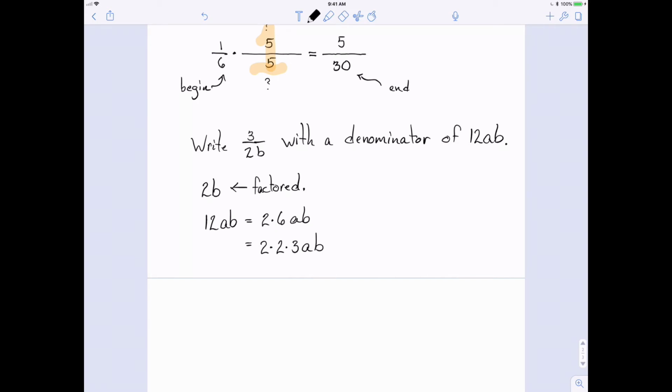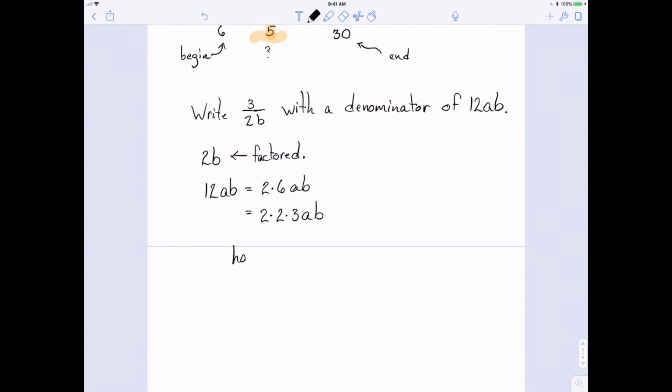Now look at this. This is what we have. We have a 2 and we have the B. So now what we need to change 2B to 12AB is we need the other pieces. Well, the other pieces are these right here. The other pieces that we need are the 2, the 3, and the A. So we need 2 times 3 times A, and 2 times 3 times A is more simply 6A. So with that, I think we can now proceed.